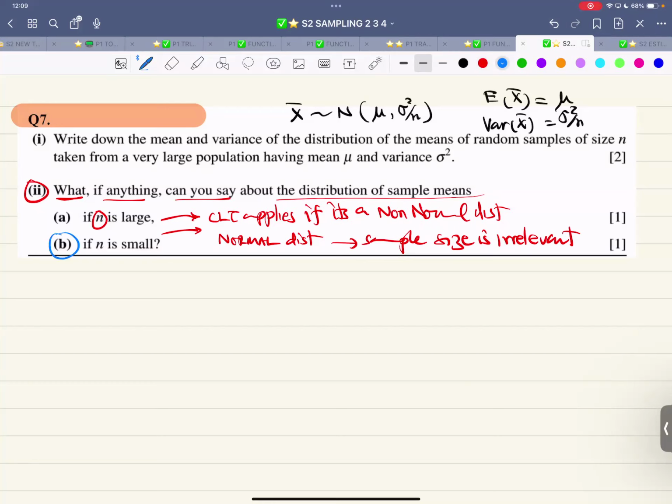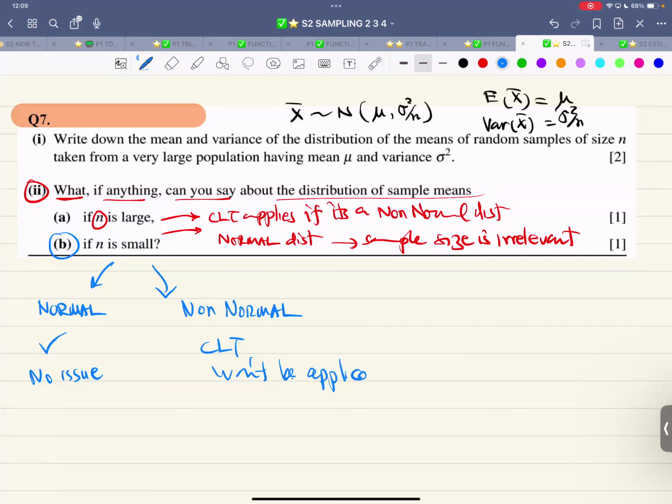What about if n is small? If n is small, if it's normal, then no issue. It will remain normal. And if it's non-normal, CLT won't be applicable. Is this thing all good, all clear? So basically, if it's a non-normal distribution, if the sample size is large, only then it will become normal. If the sample size is small, it won't become normal. Normal distribution, sample size doesn't matter, whether large or small.